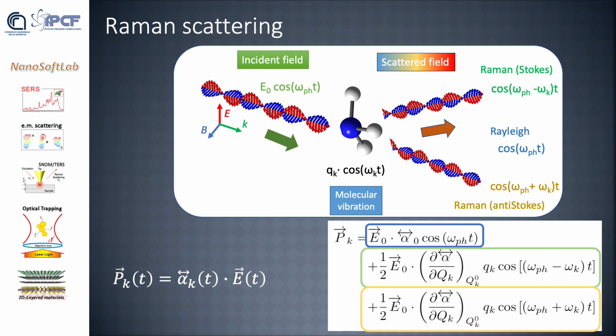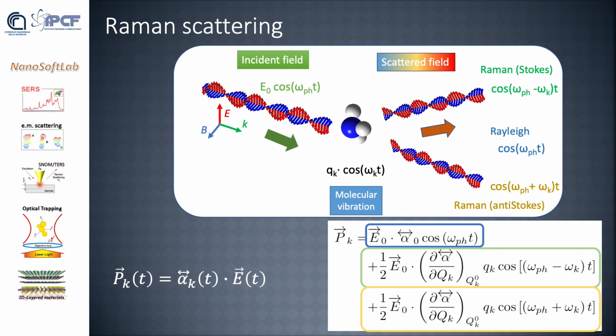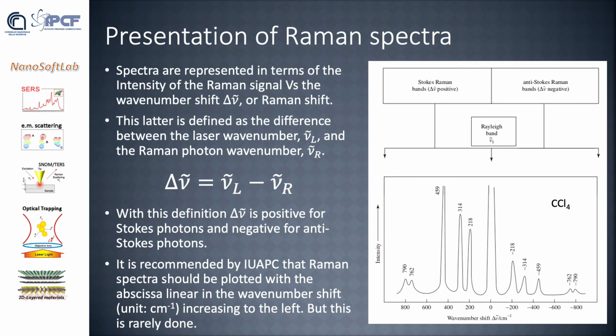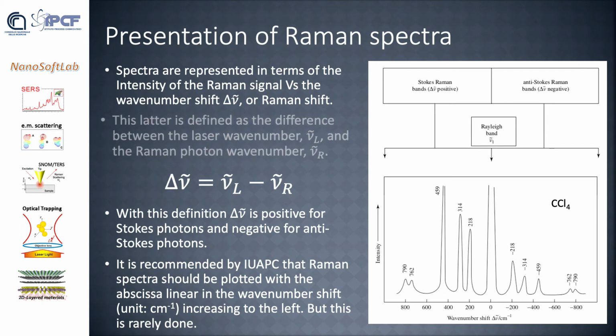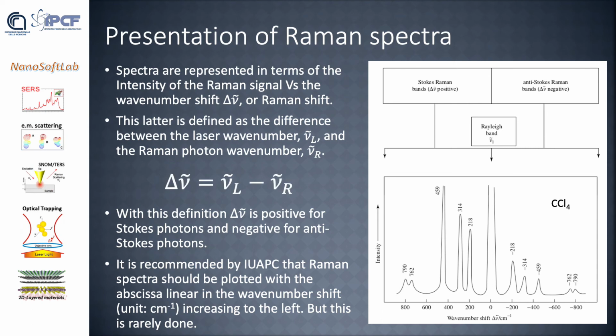And this is the power of Raman spectroscopy, performing vibrational spectroscopy by detecting the scattered light instead of the absorbed light. Raman spectra are presented by plotting the intensity of the Raman signal versus the wave number shift delta nu tilde. This is also called the Raman shift. The Raman shift is defined as the difference between the laser wave number nu tilde L and the Raman photon wave number nu tilde R. With this definition, the Raman shift is positive for Stokes photons and negative for anti-Stokes photons.